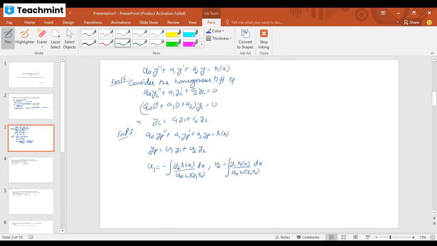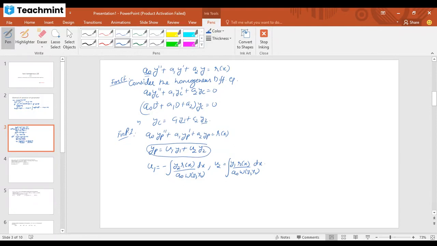y1, u1 is the coefficient of y1, so while calculating u1 we multiply the non-homogeneous part with y2. And what is a naught? A naught is the leading coefficient, and W is the Wronskian of y1 and y2, because y1 and y2 are the solutions of the homogeneous part of the differential equation. So these are known to us. We simply calculate the Wronskian and put this value in this particular formula. We can get the values of u1 and u2, and by substituting these values in this formula, we can get the value of the particular integral.